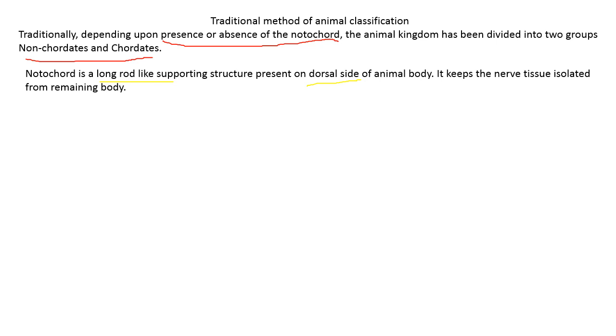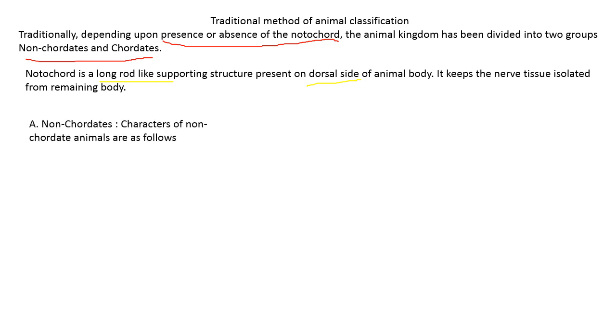The nerve tissues which are generated from your spinal cord and spreading all over the body are going to be isolated from the remaining body with the help of this notochord. So the notochord is present along with the spinal cord. Next to the spinal cord you will have the notochord. Just remember that it is a long rod-like supporting structure present on the dorsal side of the body. That is what we call a notochord.